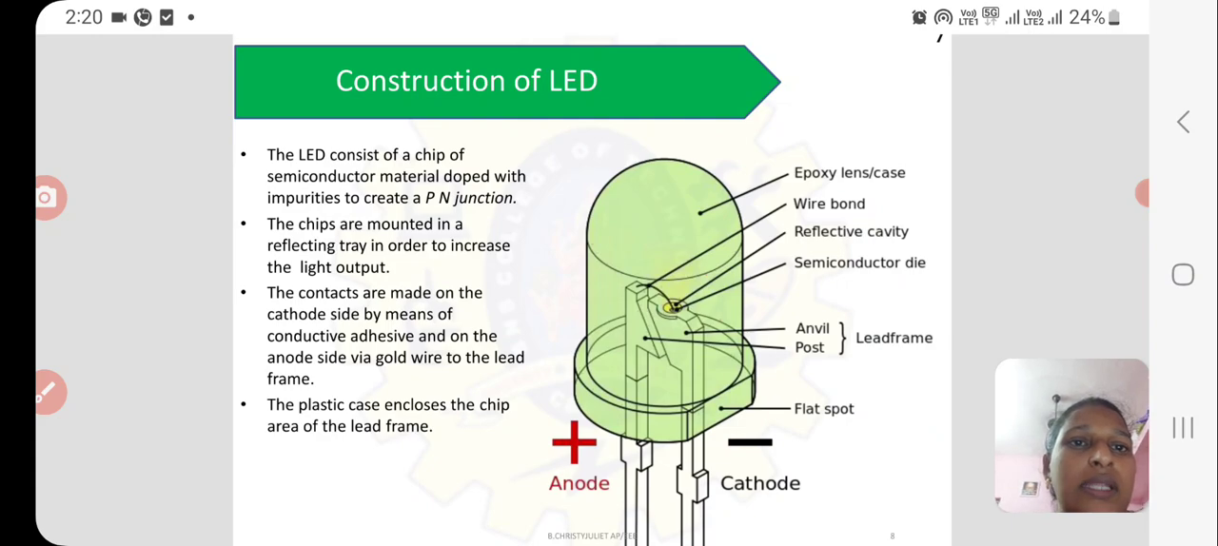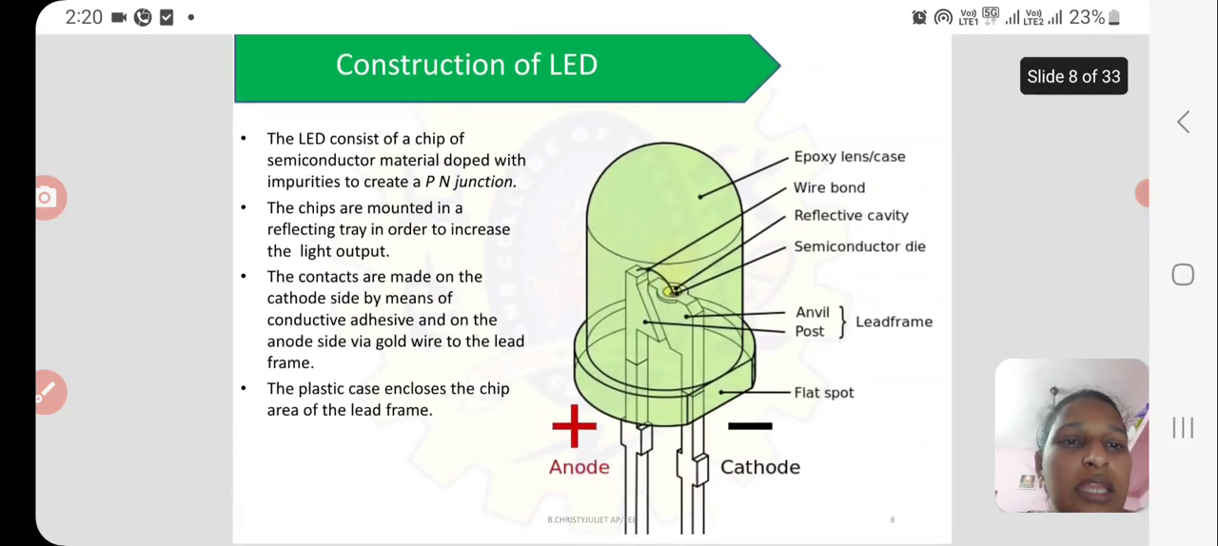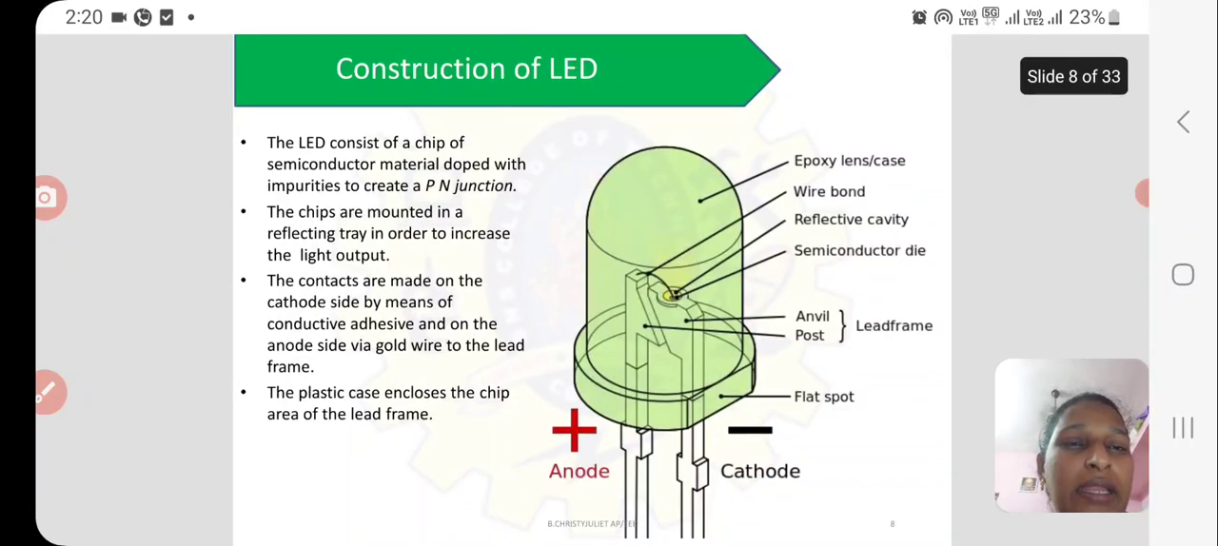So an LED, or light emitting diode, consists of a chip of semiconductor material doped with impurities to create a PN junction diode. These chips are mounted on a reflecting tray in order to increase the light output. The contacts are made on the cathode side by means of conductive adhesive, and on the anode side via gold wire to the lead frame. The plastic case encloses the chip area of the LED frame. So this is the construction of an LED.